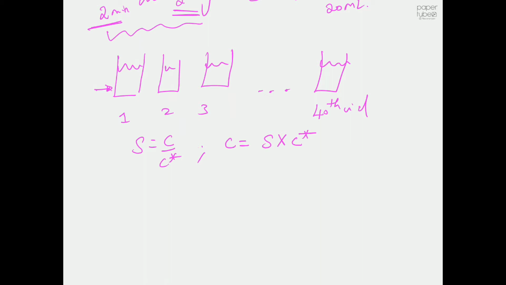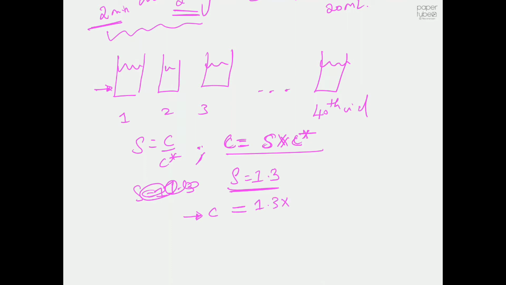So just to remember all these formulas. We know supersaturation is, say, 1.3. Therefore, the amount of mass that we need to create this level of supersaturation ratio will be C equal to 1.3 multiplied by your solubility concentration, which is 2.23 grams per 20 ml.